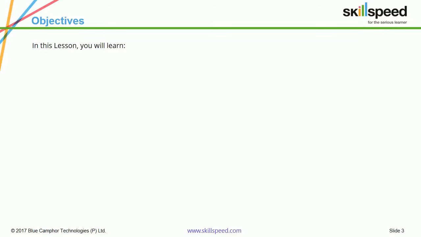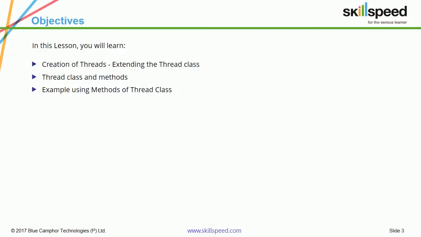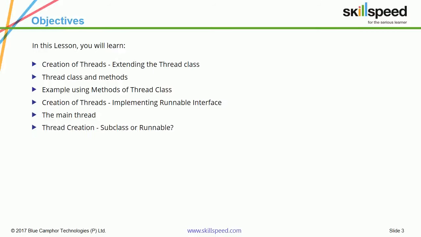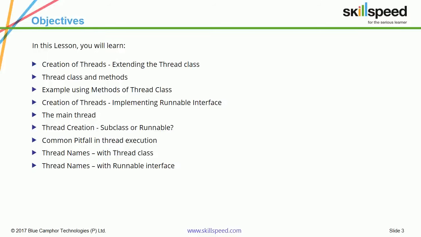In this module, we are going to learn the concepts about creation of threads, extending the Thread class and its methods, examples using methods of the Thread class, creation of threads by implementing the Runnable interface, the main thread, the thread creation, subclass or Runnable, common pitfall in thread execution, thread names with the Thread class, thread names with the Runnable interface, and finally we will look at Thread.currentThread and getName methods.